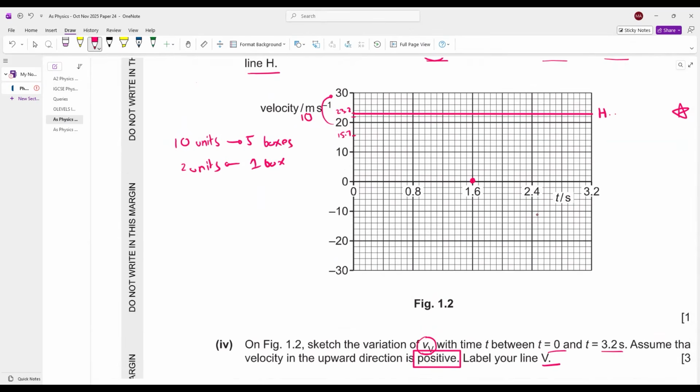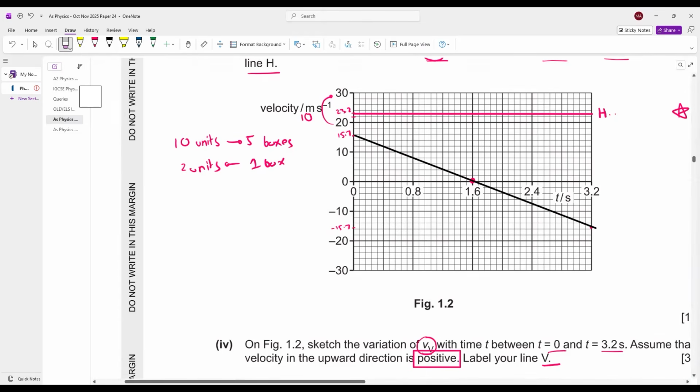Okay. And your velocity becomes negative 15.7 at 3.2 seconds. Somewhere here. So you have these 3 points. Can you connect the dots? Yes, sir. Can you connect the dots like this? Yep, this is your line. Let's label this line as V.